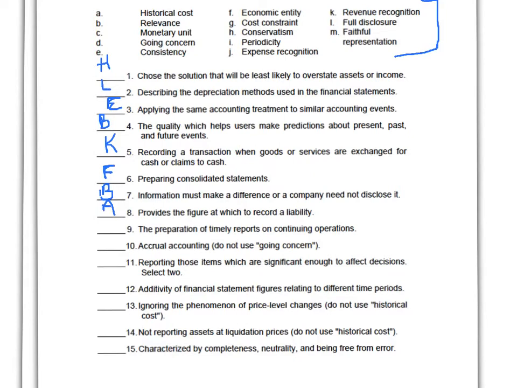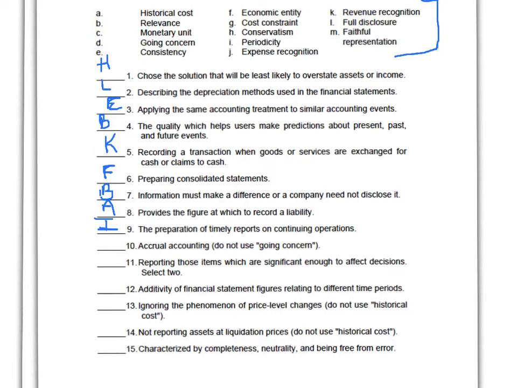The preparation of timely reports on continuing operations. And that's in number 9. What we're talking about here is periodicity. We want to know how well did we do along the way. So we'll do I, periodicity. We want to break it up, and we'll call that periodicity.